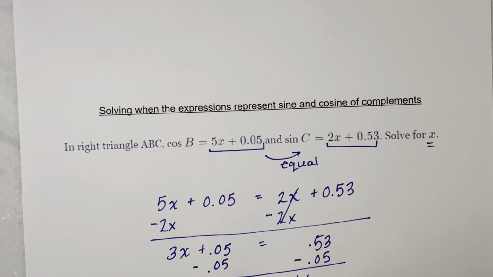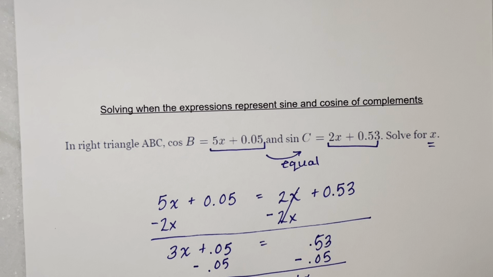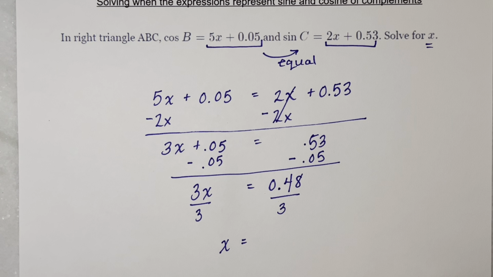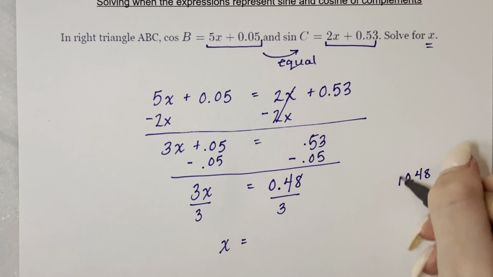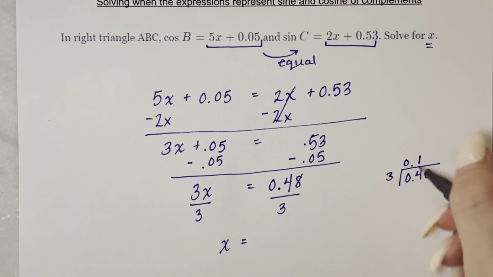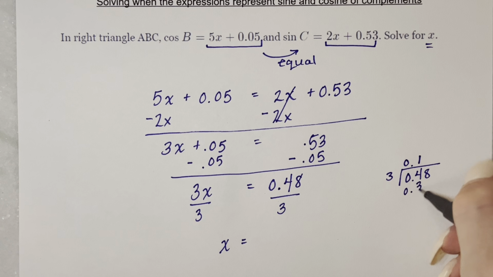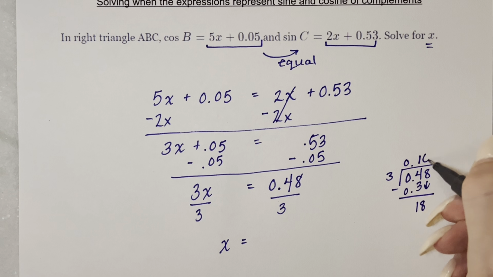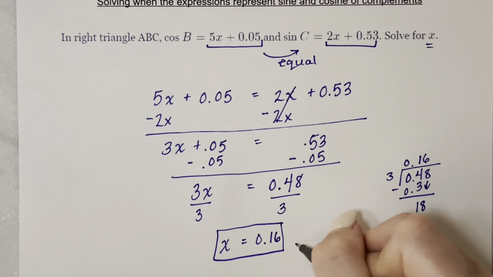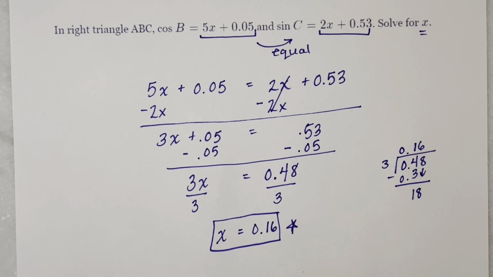And I'm going to get that x is equal to, and I actually forgot a calculator, so I'll do this by hand. 3 goes into 4 once, subtract, that's 1, bring down the 8, 3 goes into 18 6 times. So x would be 0.16.